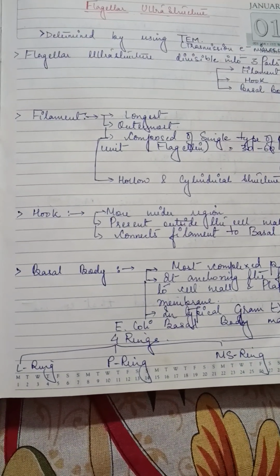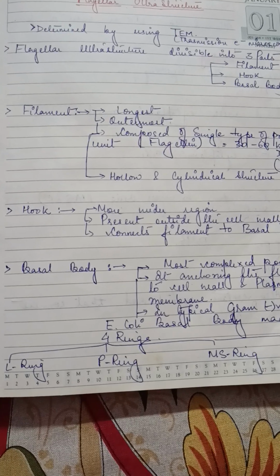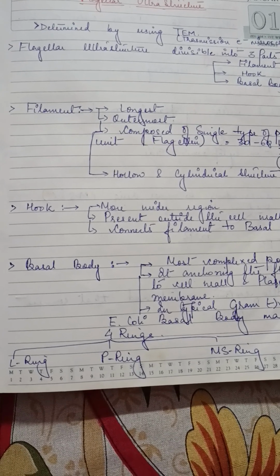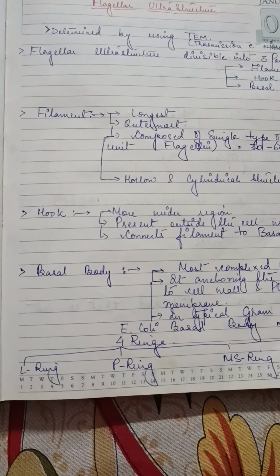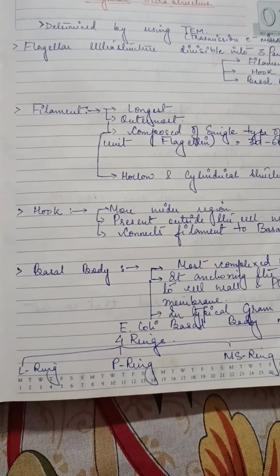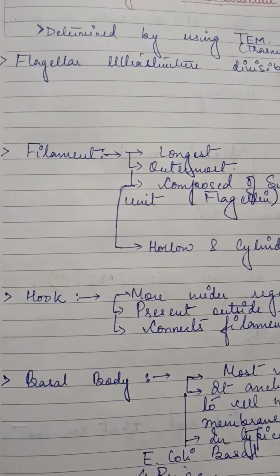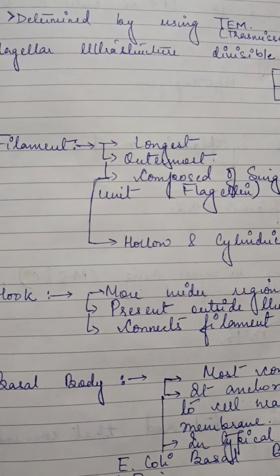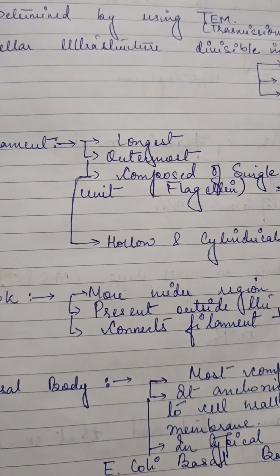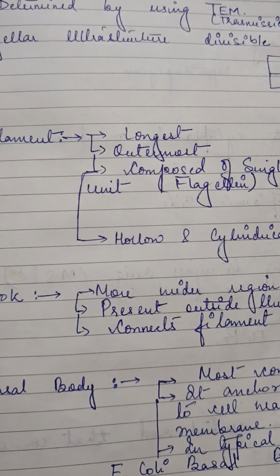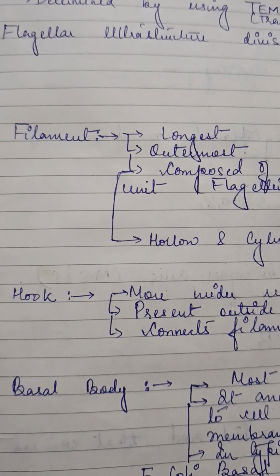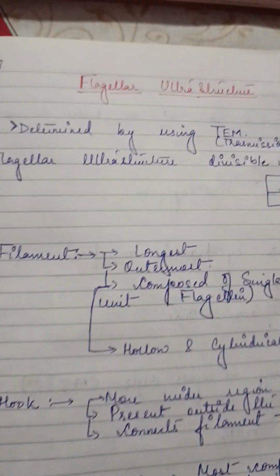So, most probably, this is our last class on structures external to the bacterial cell, and after that we will move on to the cell wall and structures external to the cell wall.